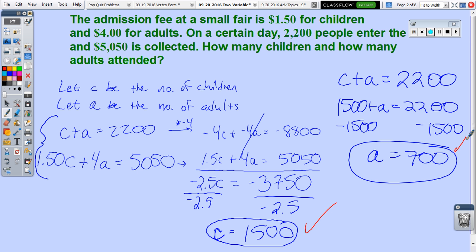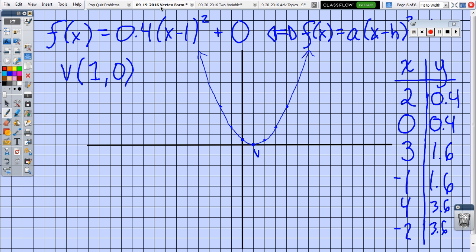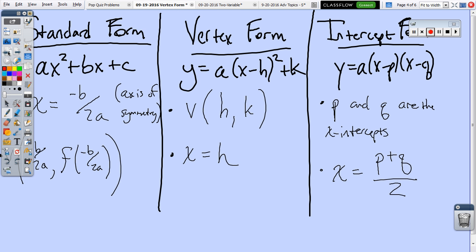Any questions? So where we left off yesterday, we ended up graphing this. No, we didn't do that. We did something else. F of x equals 0.4 times (x minus 1) squared. We did that and that.